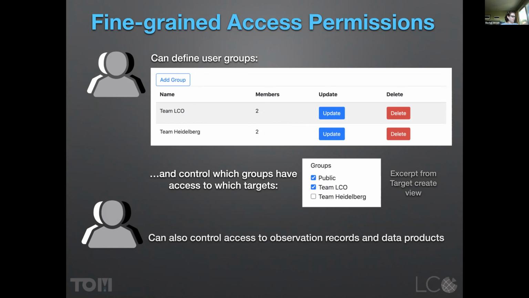And users can then indicate which groups should have access to which targets by selecting the appropriate checkboxes, as you can see here from this section of the target create view. Similar access controls can also be applied to records of observations and to data products at the discretion of the administrator.